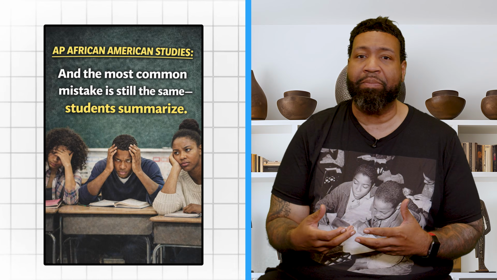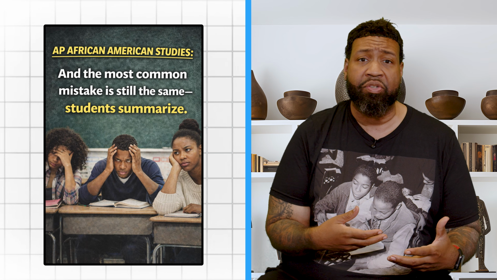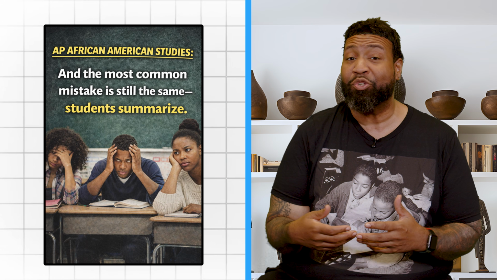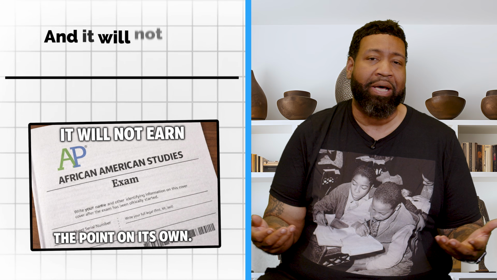When you encounter a document like Brown v. Board of Education tied to EK 4.7 and legal challenges to segregation, the most common mistake is still the same. Students tend to summarize: this says segregation is unconstitutional. That's accurate, but it's not analysis, and it will not earn the point on its own. What AP readers are looking for is whether you can explain what system is being challenged and why that matters. So a stronger response would sound like this.